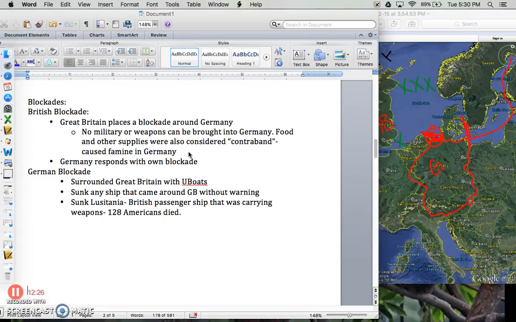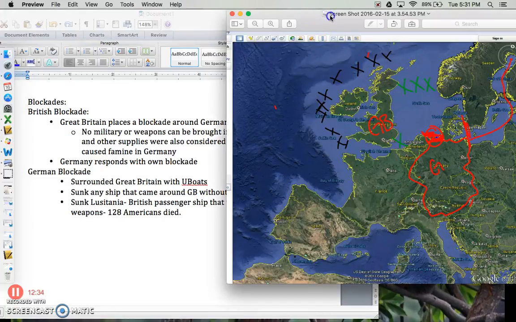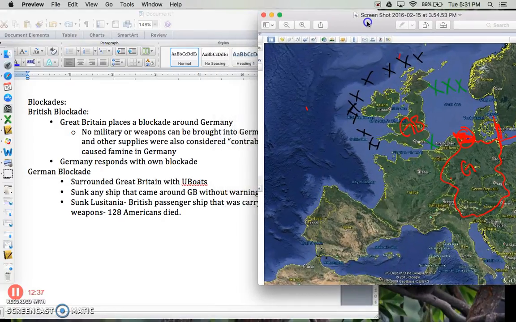So Germany is going to respond to the British blockade with their own blockade called the German blockade. And they're actually going to do it extremely well, probably a little too well. Germany is going to place a blockade all around Great Britain, stopping the United States from getting there too, and actually sinking a lot of United States ships.